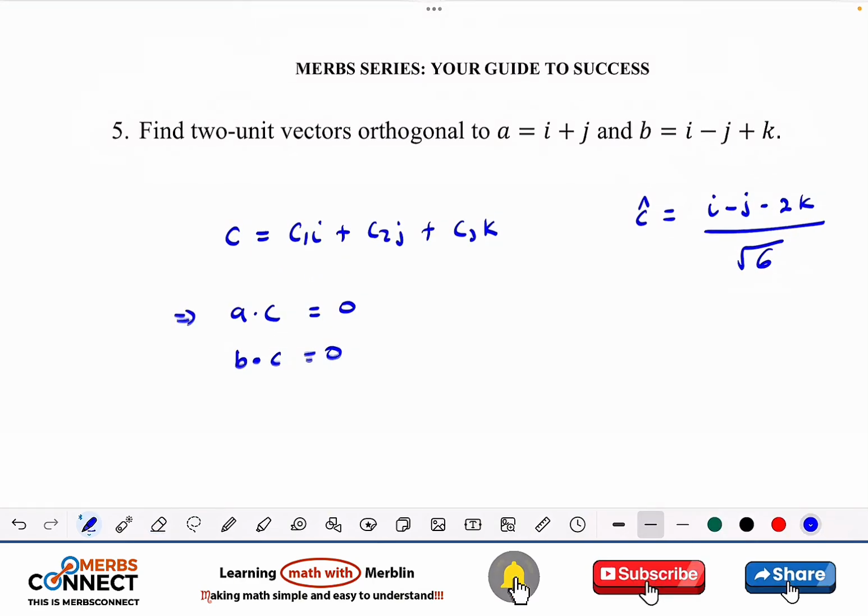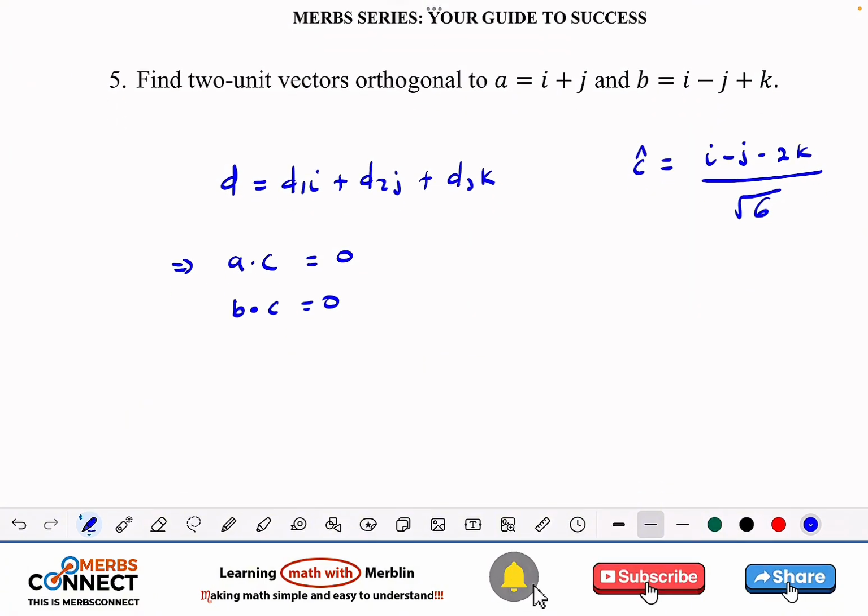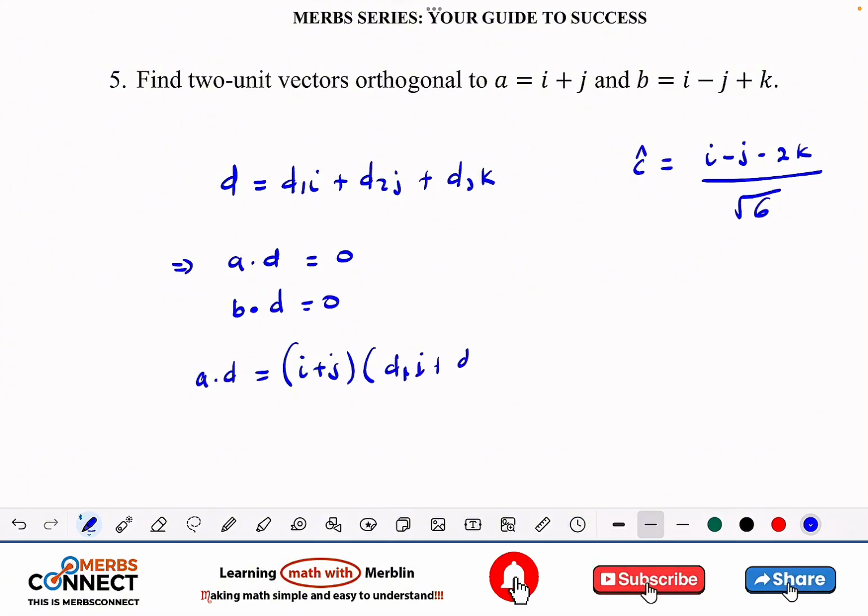So at least let me make this one D so that it changes that one with the other one. So this one will be D1, D2, and this one will be D3. So this one will be D, this one will be D. So now what is A dot D? So this is A, this is D. When you want to dot two vectors, you remember what we do. We just need to multiply the same directions. So D1i plus D2j plus D3k.